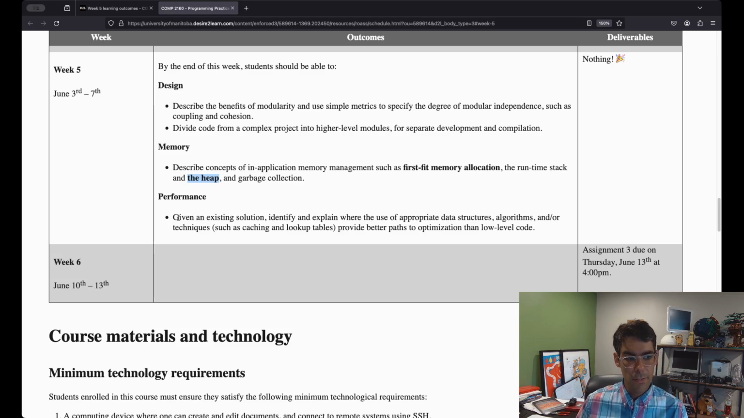For performance, the last learning outcome that we've got here, we only started to work on this week, so we're going to continue to take a look at this next week. But the learning outcome here is, given an existing solution, identify and explain where the use of appropriate data structures, algorithms, and or techniques such as caching and lookup tables provide better paths to optimization than low-level code. The place that we got to this week is really just that, just identify.